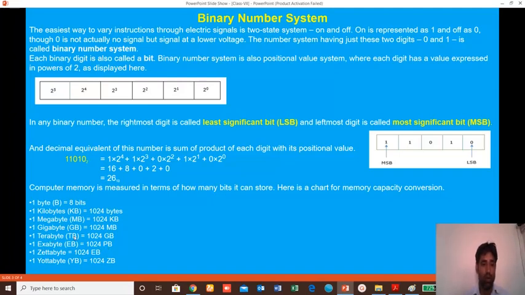Sorry, one thing is missing there. 1024 TB is equal to 1 petabyte, known as PB. 1024 petabytes is equal to 1 exabyte. 1024 exabytes is equivalent to 1 zettabyte, and 1024 zettabytes is equal to 1 yottabyte, which is the biggest memory unit in the computer system.